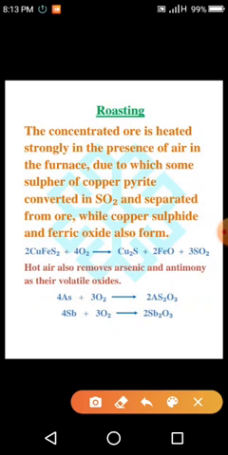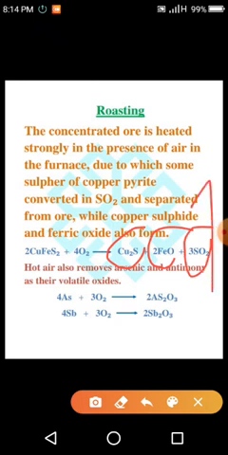Other processes, roasting, smelting, Bessemerization, are done in a furnace where heat is supplied. You can see the ore which has been concentrated is heated with the help of oxygen. When this ore is heated with oxygen, it produces copper sulfide and ferric oxide, and sulfur dioxide gas is formed, which is removed from the furnace. Sulfur dioxide gas is removed. Now our product has two compounds, number one copper sulfide and number two ferric oxide.